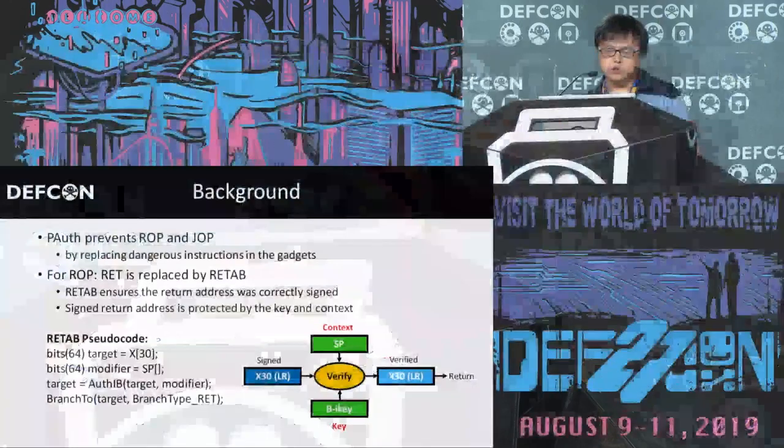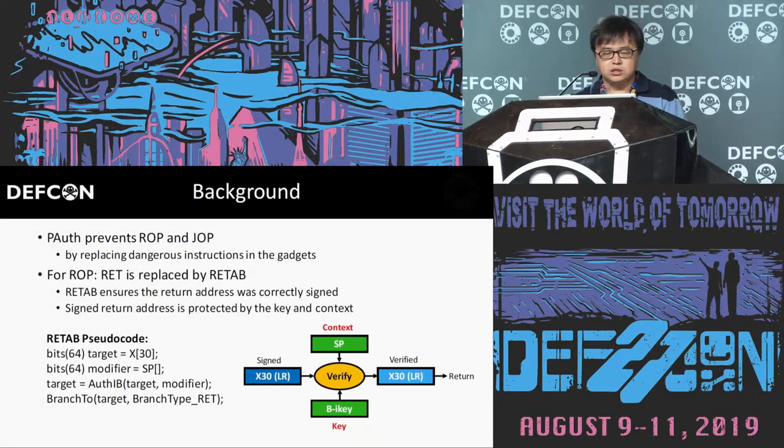And here, pointer authentication is going to prevent ROP and JOP. But how? It prevents ROP and JOP by replacing dangerous instructions in the gadgets we see. For ROP, pointer authentication replaces the ret instructions with the RETAB instruction. The RETAB instruction ensures that the return address was correctly signed. So the signed return addresses will be protected by the key and the context.